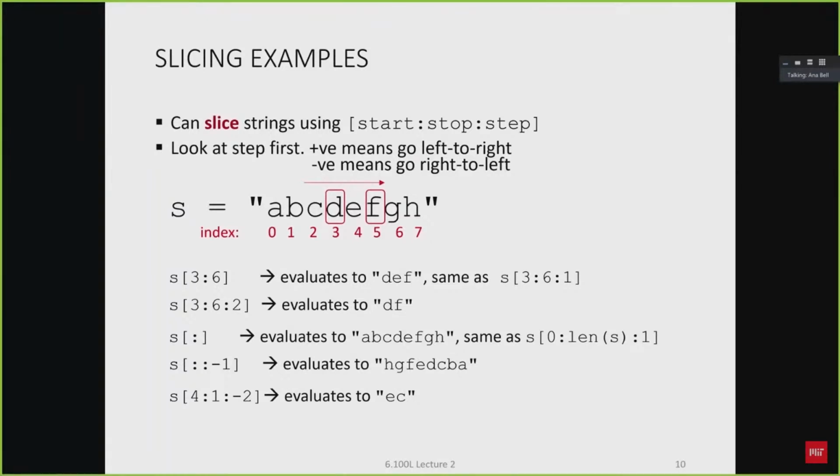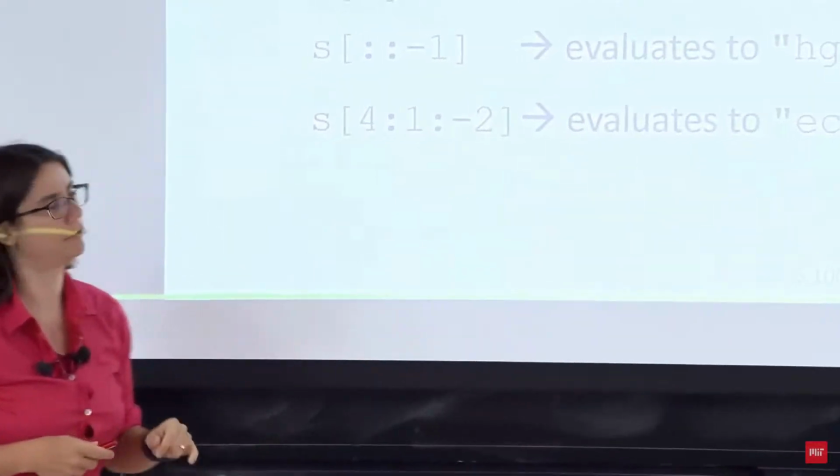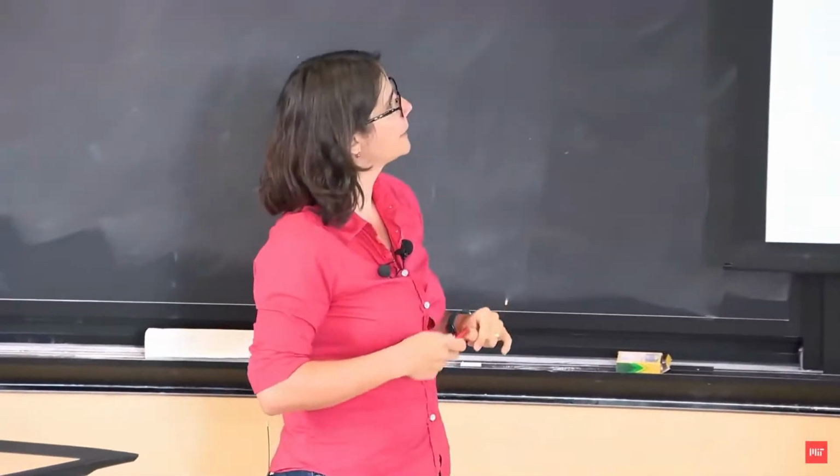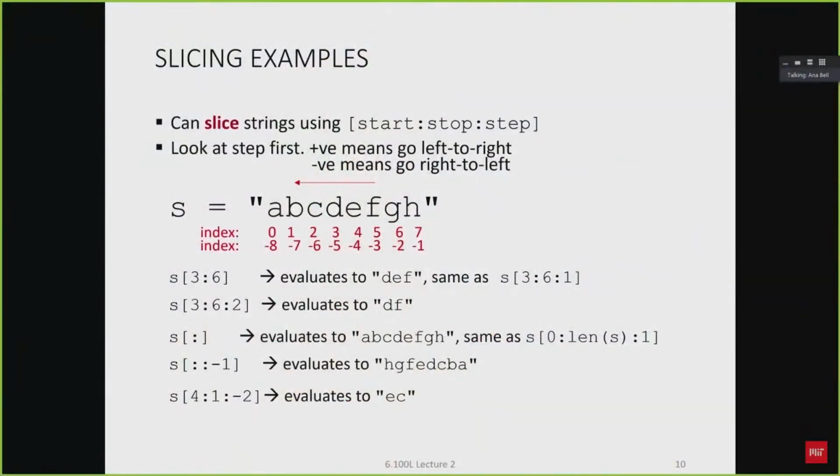And we can do something like this, 4 colon 1 with a step of -2. Now the step is negative, so that means we're going to work our way right to left. We're going to start at index 4, so we're going to grab the E. We're going to skip every other character, so we're not going to take the D, but we will take the C. And we're going to go down to, but not including, the character at index 1, so we stop right here. The characters we took in this order were E and then C, so this entire expression evaluates to EC.